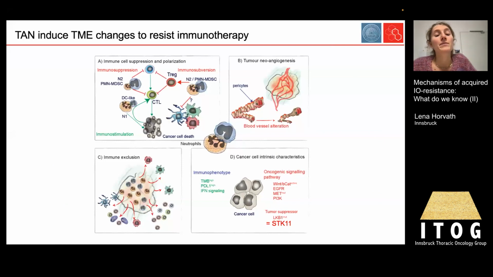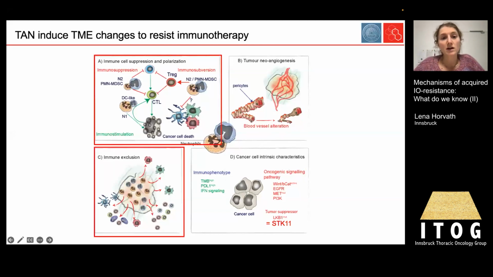And so there are different mechanisms how neutrophils can actually interfere with immunotherapy resistance. So the most important part is probably that they are immunosuppressive, as I said before, and they lead to an immune exclusion. On the other hand, they are involved in tumor neoangiogenesis. For example, pathological vasculature in the tumors leads to the problem that immune cells can't infiltrate the tumor anymore, but also VEGF-A, an important pro-angiogenic factor, is actually immunosuppressive itself. And also there are many cancer cell intrinsic characteristics that are associated with neutrophils, particularly STK11 mutations, which I'm also going to talk about later.